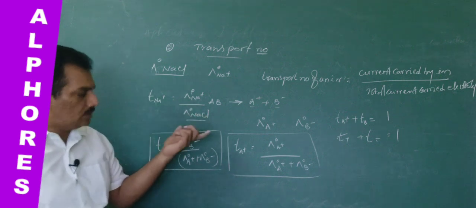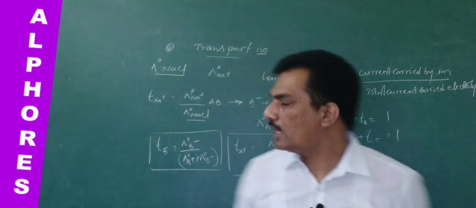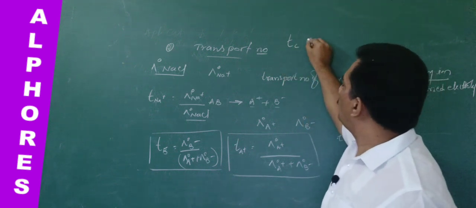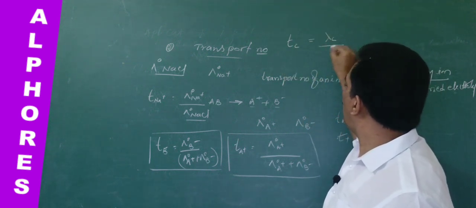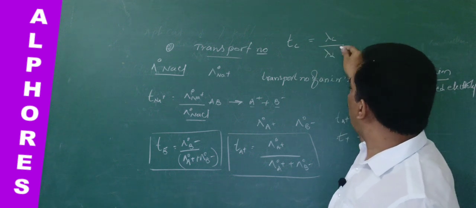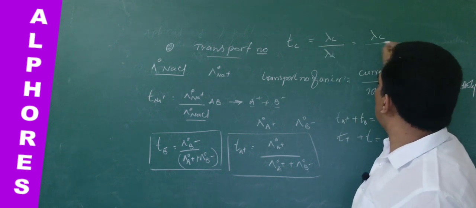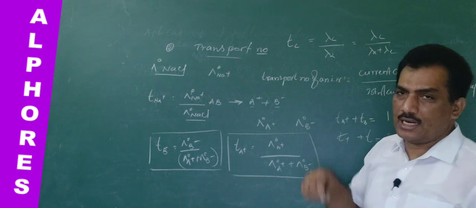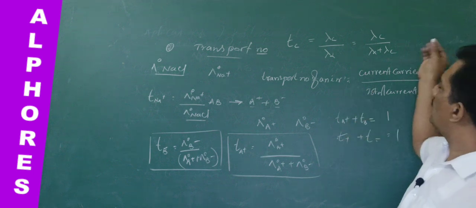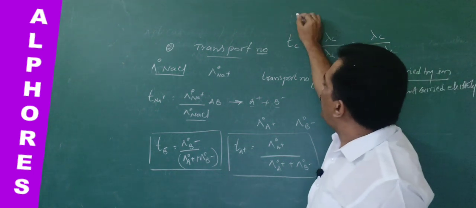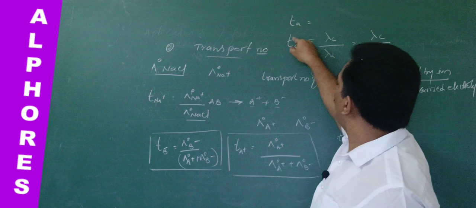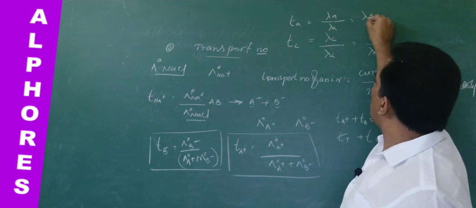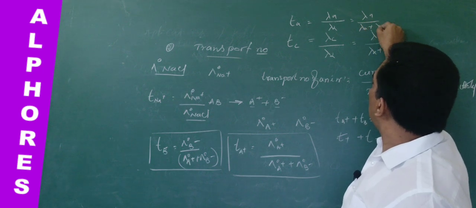That Kohlrausch law, we can simply write like this. Transport number of C, where C is nothing but cation, is equal to lambda C by lambda infinite, where we can write this as lambda C by lambda A plus lambda C. A is anion and C is cation. Similarly, in case it is Ta, the anion transport number, lambda A by lambda infinite, that is nothing but lambda A by lambda A plus lambda C.